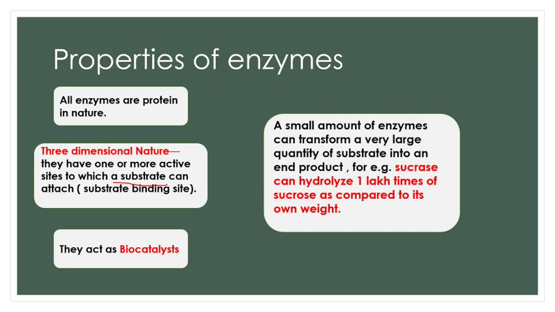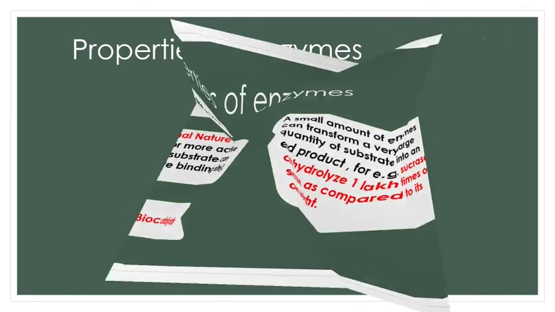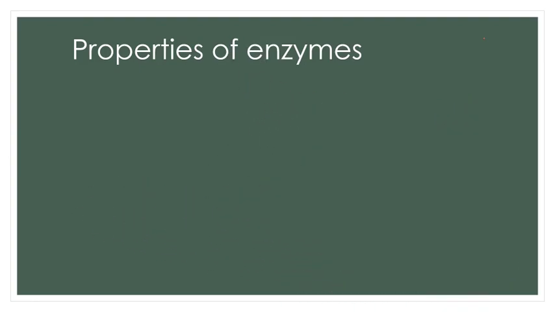For example, sucrase is an enzyme which can hydrolyze 1 lakh times sucrose as compared to its own weight. So this means that even a small quantity of enzyme is capable of transforming a large amount of substrate into product. I hope you understood. So enzymes are protein in nature, biocatalysts having active sites, few or more in number, and they can convert a large amount of substrate into products. Let us see further properties of enzymes.